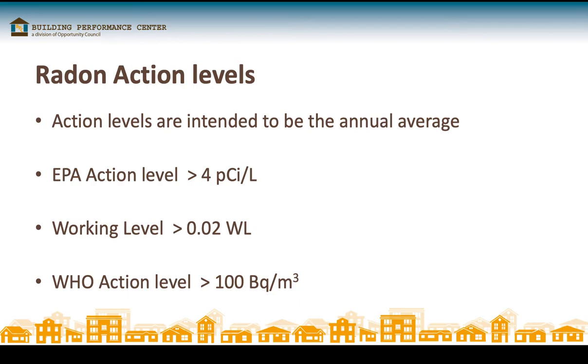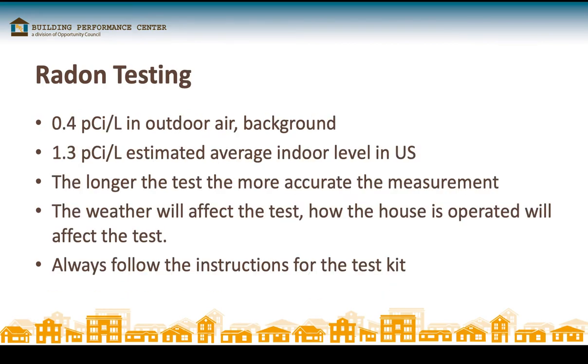You can see there's a working level there, and there's also the 100 becquerels per cubic meter. Essentially, the WHO level is about 2.7 picocuries per liter. That's a little less than, so they're a little more conservative than we are. The WHO is a little more conservative than EPA. I don't know if anyone really knows for sure, but it's definitely something we need to pay attention to.